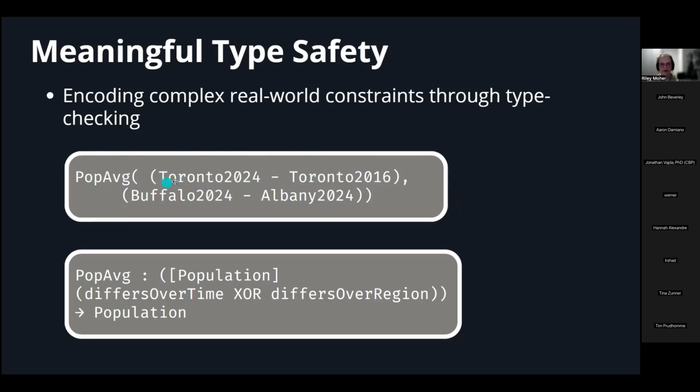So first I have Toronto 2024 minus Toronto 2016, right? So this is the population change over time. And then the next one that I'm averaging is a difference between Buffalo measured in 2024 and Albany measured in 2024. So intuitively, we understand that, well, this would be valid to compute and actually obtain the result for. It doesn't give us a meaningful result in terms of our intuitions behind population average.